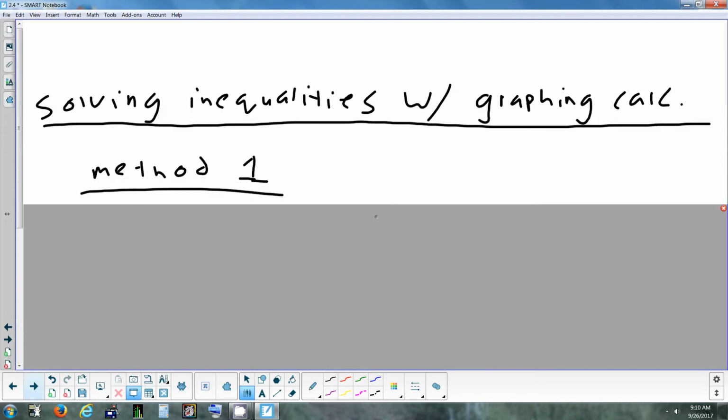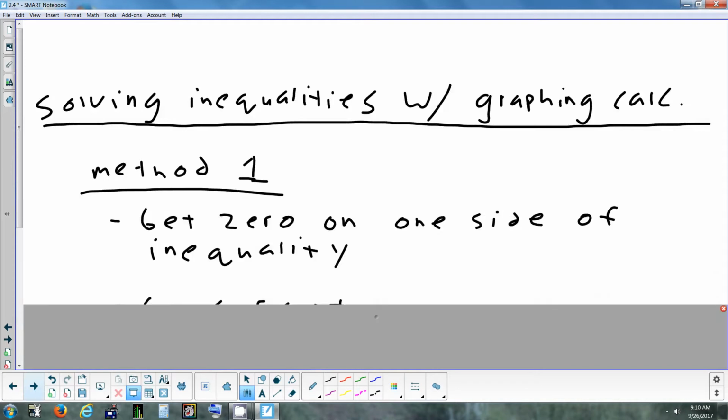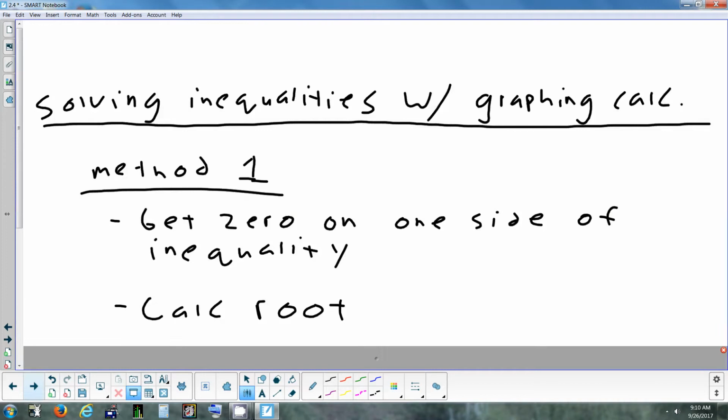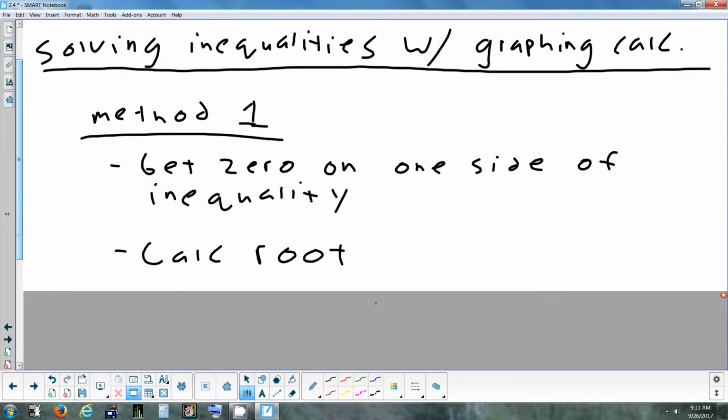So now we're going to look at solving on the graphing calculator. And there's really two methods. And the two methods have to do with either calculating a root or an intersect. Depends on how you type it in. We've kind of done this before. If you get the inequality equal to 0, or if it's an inequality already equal to 0, we can use the root feature. Okay, that'll be the first method.